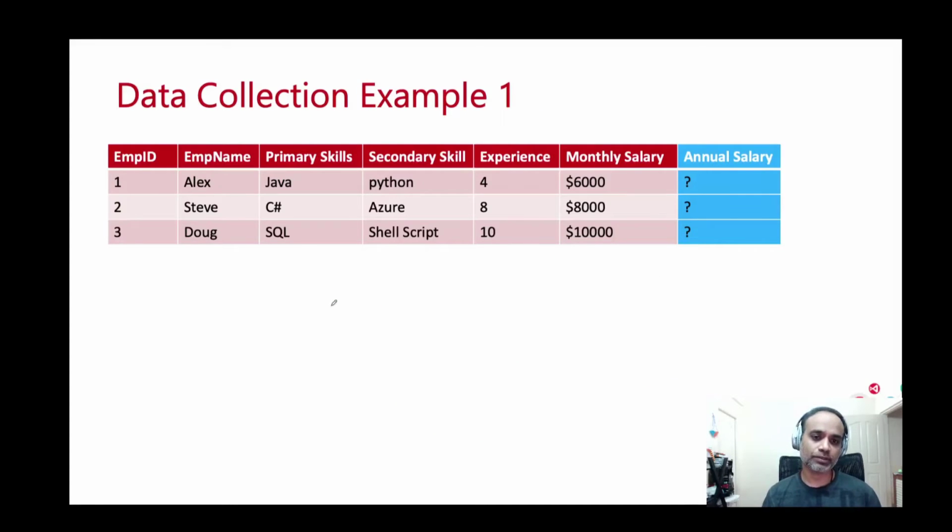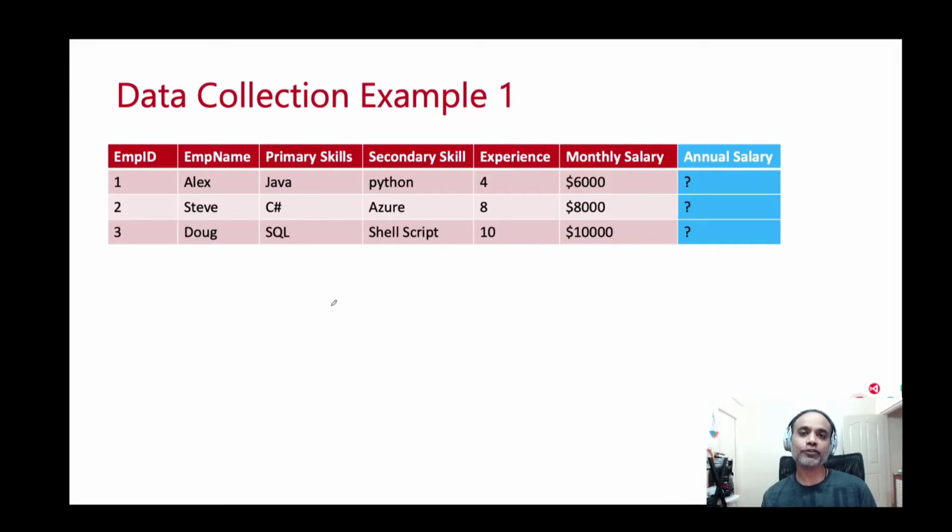This is one example of data collection. You collected data like employee ID, employee name, primary skills, secondary skills, experience, and monthly salary. This is the data set we have, and you really want to predict annual salary. That is the problem. When you collect it, you see there is a monthly salary column and you want to collect that information. What happened there? You want to predict annual salary.